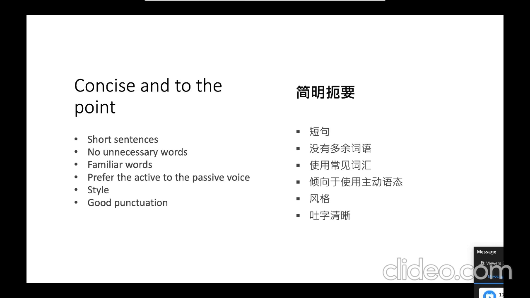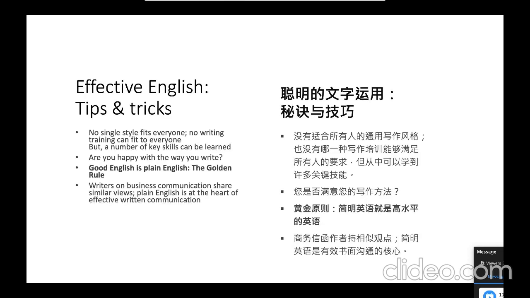What's your core message for the writing? In English, we are concise and to the point. No long sentences, no unnecessary words, using familiar words, being active in our writing rather than passive. And I can help, I can teach style and punctuation. These are things that can be taught. These are aspects of academic writing that can be learned.